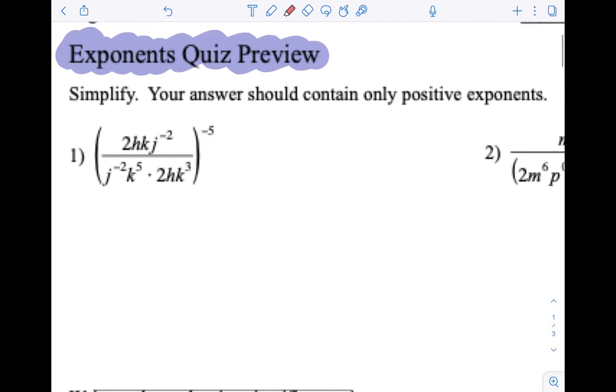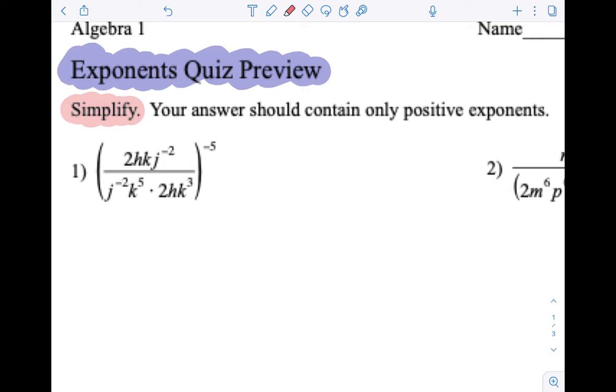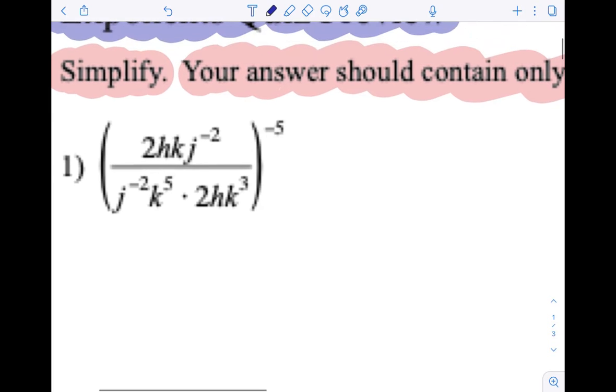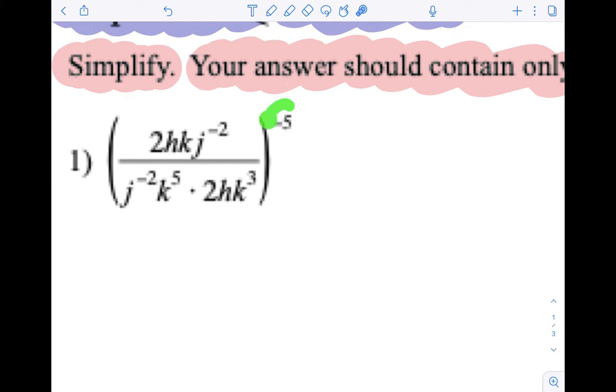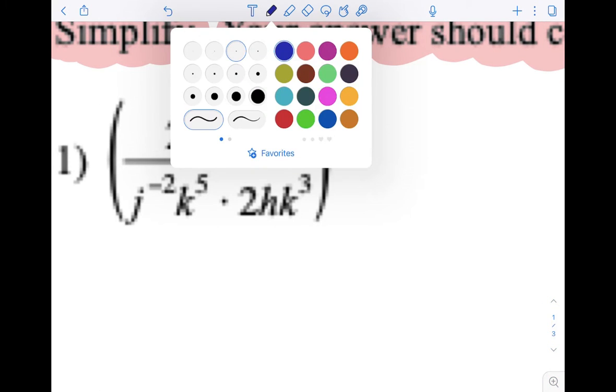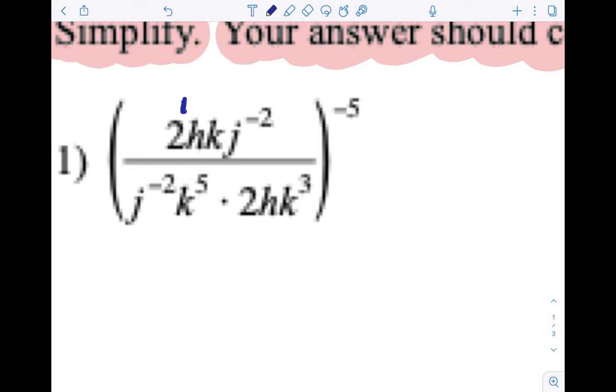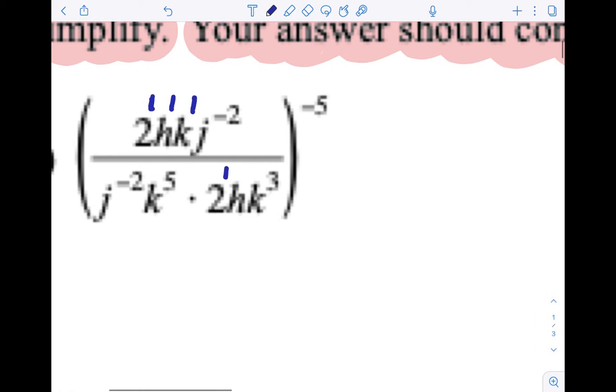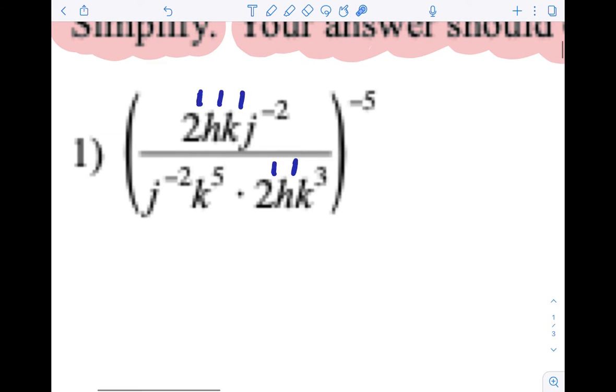Second thing that we do is we identify the instructions. This says simplify. Your answer should contain only positive exponents. All right, so here we are. Let's get started. So we see here that this -5 is the exponent outside the parentheses. So let us give everything that does not have an exponent an exponent of 1: the 2, the h, the k on the numerator, the 2 and the h on the denominator. So we're going to multiply this -5 by every single exponent that's inside.